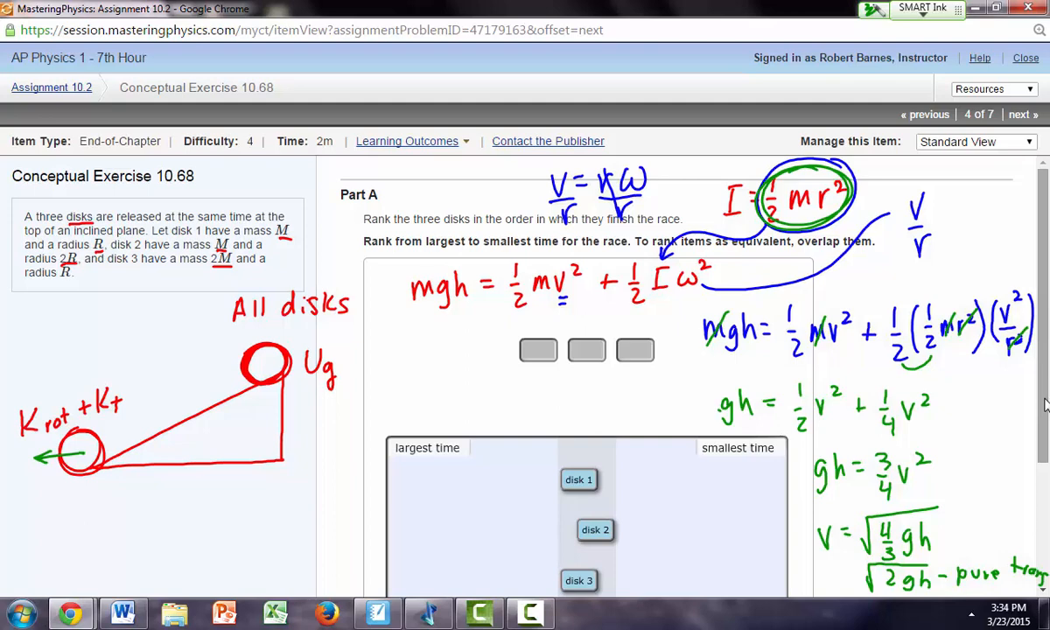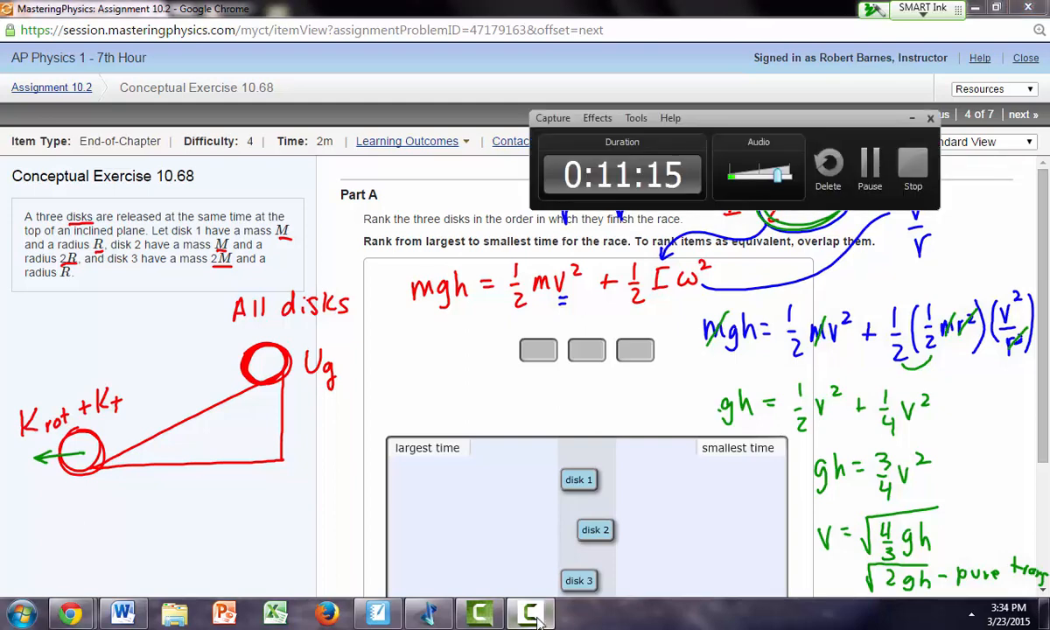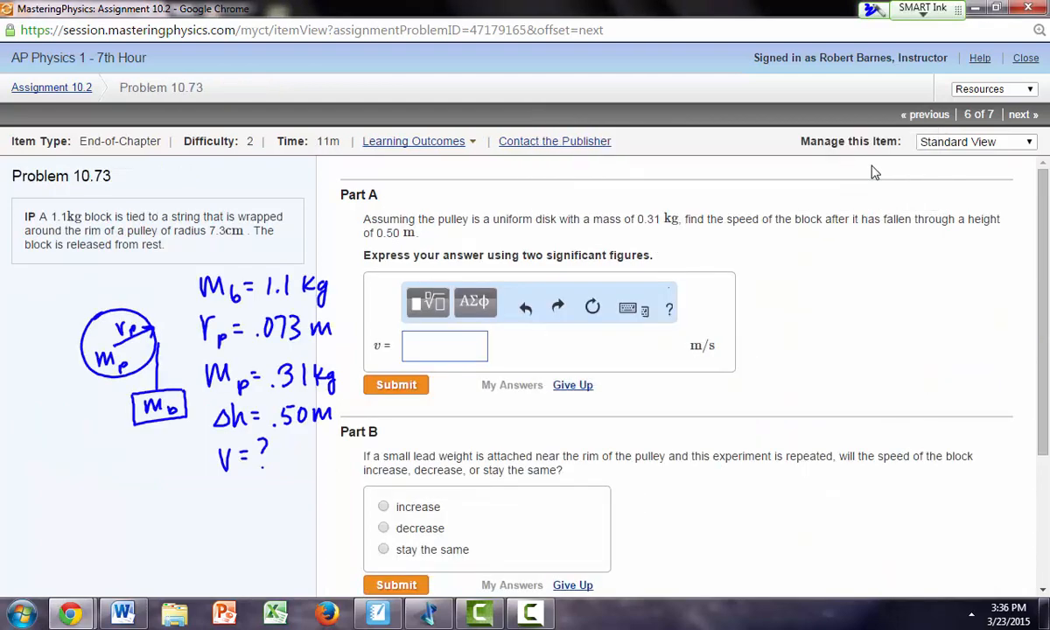Okay, last one. We're going to do the 6th one in the series, which is problem 73. This is the 6th problem in the problem set that was due today, and I've written out some of the given information. You've got a 1.1 kilogram block right here that is tied to a string. Here's the string, here's the block, and the string is wrapped around the rim of a pulley. You've got the radius of the pulley, which I automatically convert into meters from centimeters.